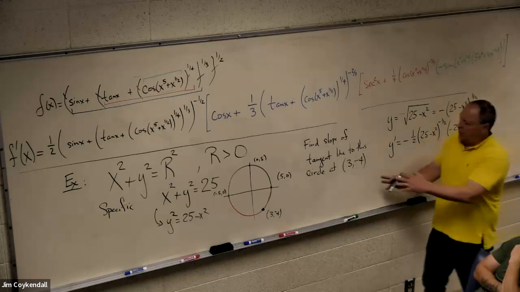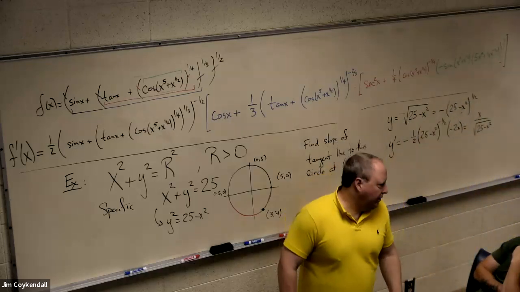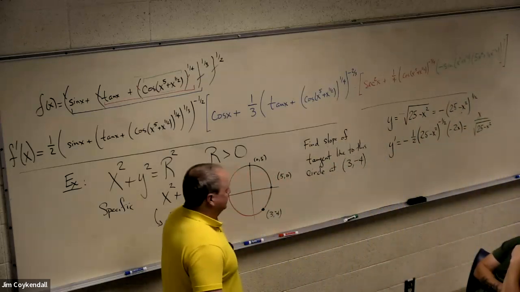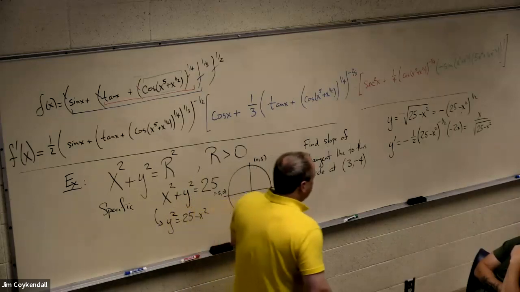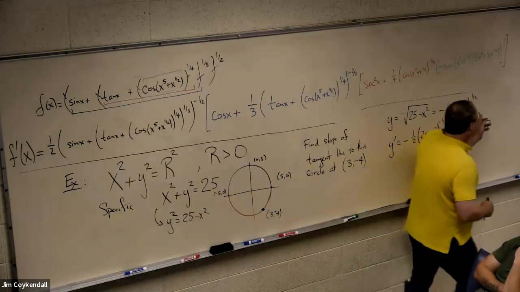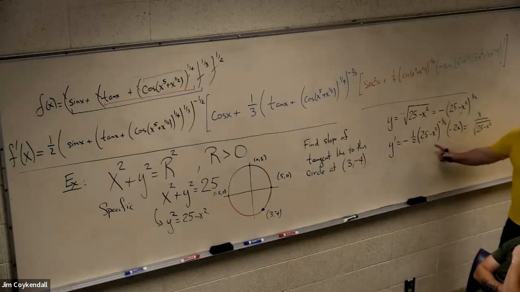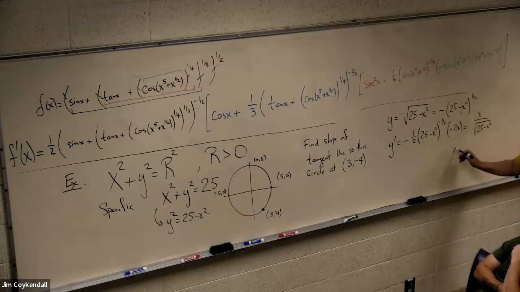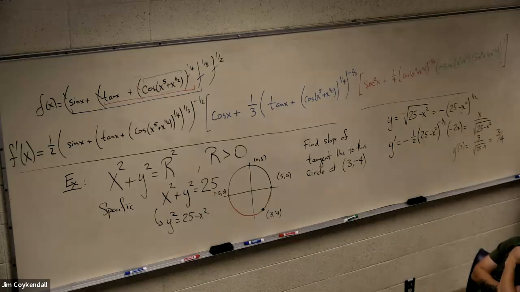Right, I need to plug in this point here, which is relevant, the x coordinate and y. Yeah, it's because this is y prime in terms of x, x is the important thing. So y prime of 3 is 3 over the square root of 25 minus 9, which is 3/4, because that's 16. And your observation is true, it's positive.